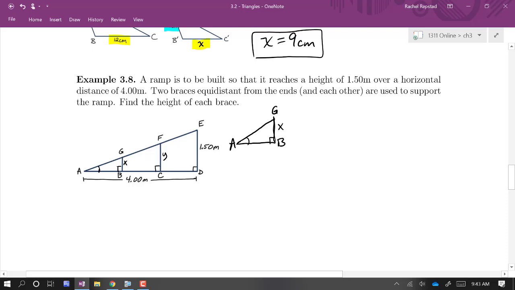So this is length X here. And since these braces are equidistant, or equally spaced out, this length at the bottom has to be 4/3. The slightly bigger, kind of middle size triangle, we've got A and then F and C. So another nested triangle, there's the length Y. And then the bottom, again, these are equally spaced, so the length from A to C is going to be double what it was from A to B, so that's 8/3.